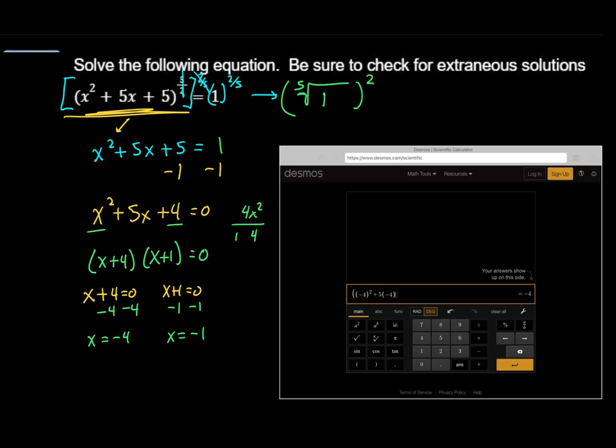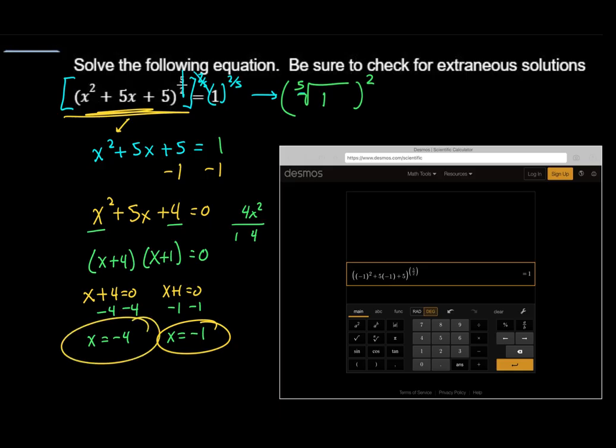And then plus 5. And then all of this is raised to the 5/2 power. So I'm going to need my exponent in parentheses, 5 over 2. And you can see that we do get 1 out if I type that in. And if I try to do the same thing, except replace the negative 4s with negative 1s, you can see we also get 1 out. So it looks like both of these possible answers here solve the actual equation. So we have 2 answers.